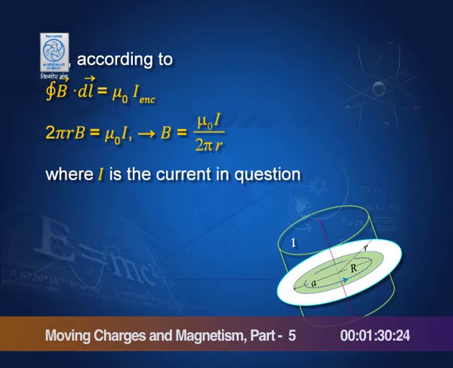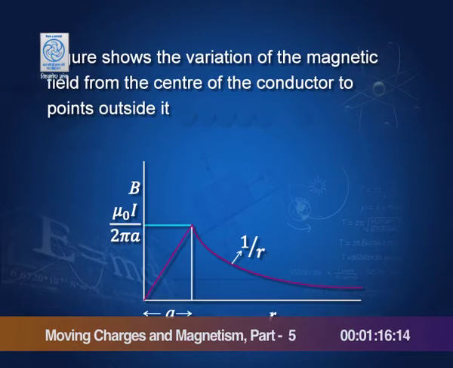Therefore, at a distance r, B is equal to mu 0 I by 2 pi r. If I put r equal to a, then I get the magnetic field at the surface of the cylinder, which matches with what we have found earlier. Here I am showing the profile of the magnetic field. We have got magnetic field here.